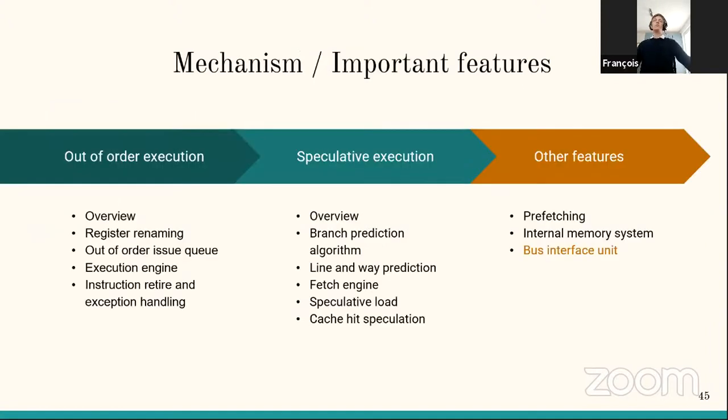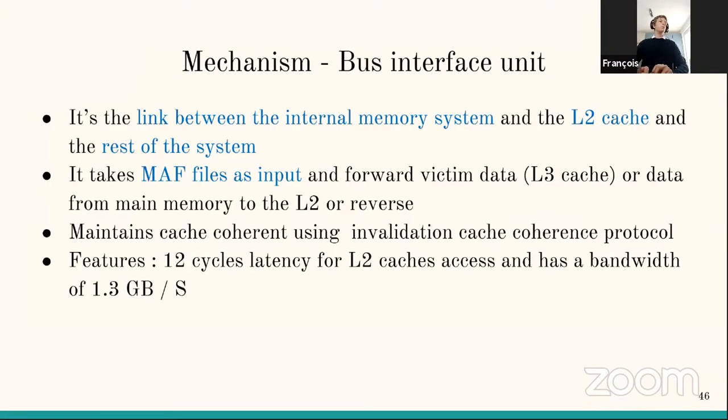And now let's move to the last part, which is the bus interface unit, the connection between the internal memory system, the L2 cache, and the rest of the system, so the L3 cache. It takes the MAF, the miss address file, as input, and it forwards the victim data. They name it victim data. It's the L3 cache data, they name it in the paper like that, or the data from the main memory, and they send this data to the L2 cache. They also send the data from the L2 cache to the L3 cache and the main system.